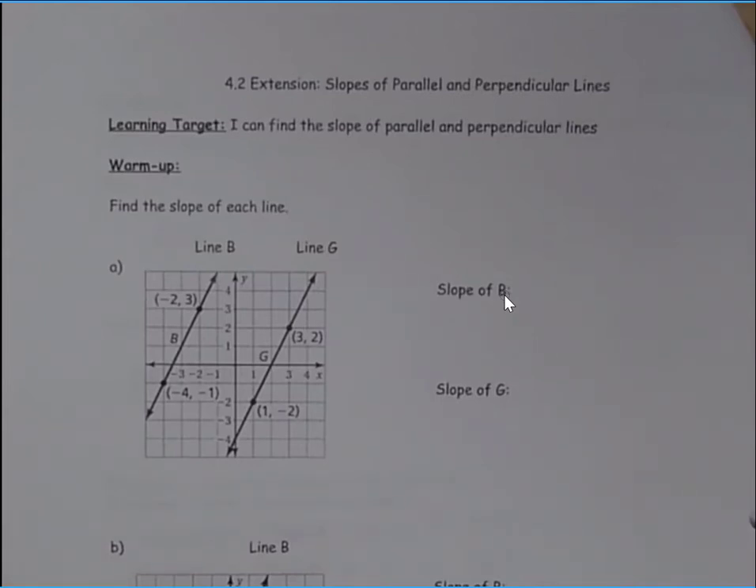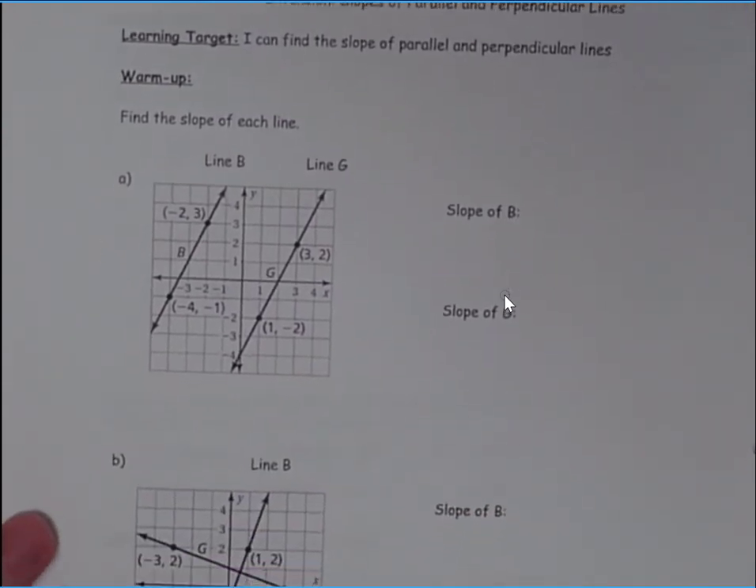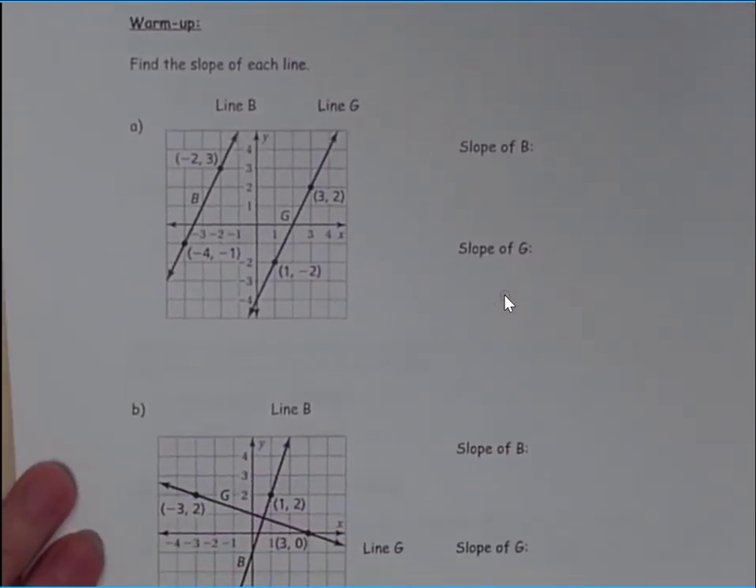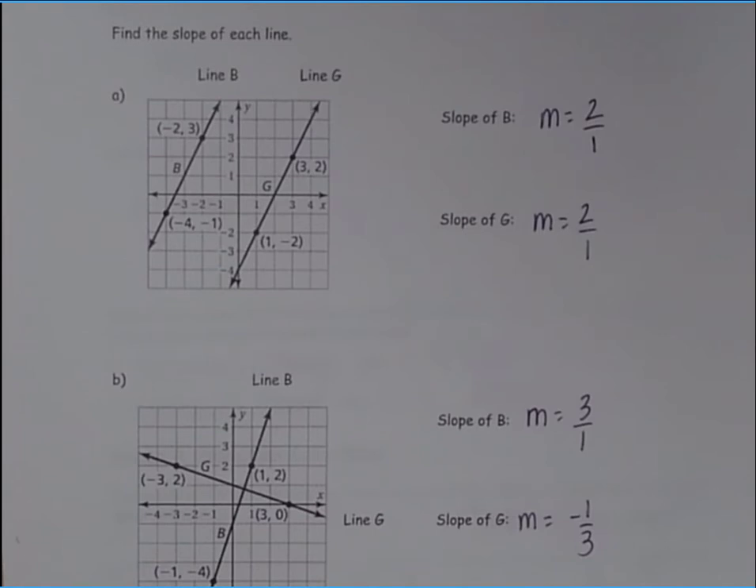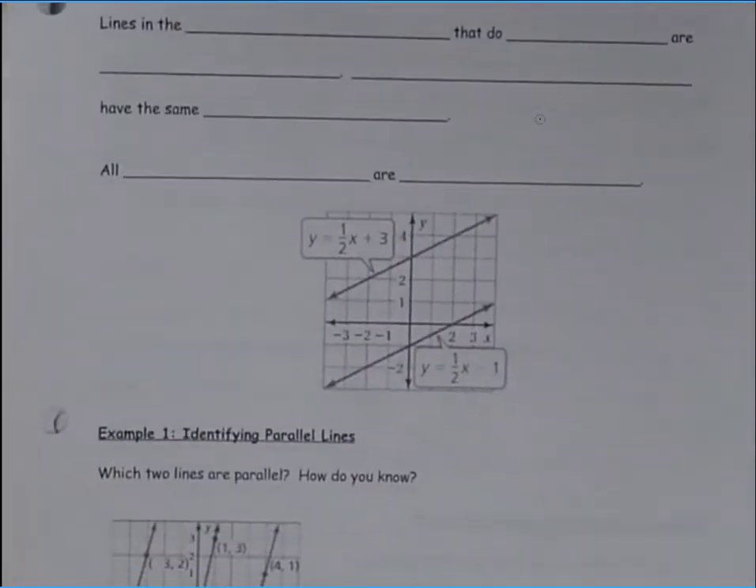For two extension slopes of parallel and perpendicular lines. First thing I'd like you to do before we start is go ahead and do your warm-up. Hit pause and then start the video back up once you have completed your work. All right, nice job. You should notice that the first two slopes are the same. And then if you take a look at the second one, the slopes are opposite reciprocals. So that's just a hint as to what is to come.